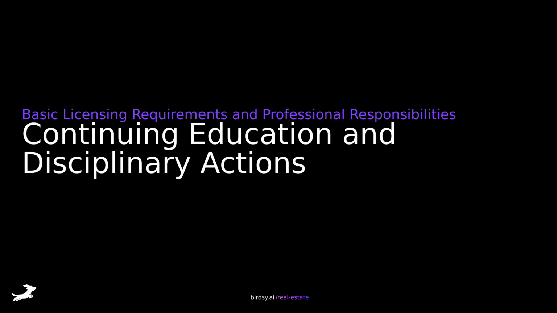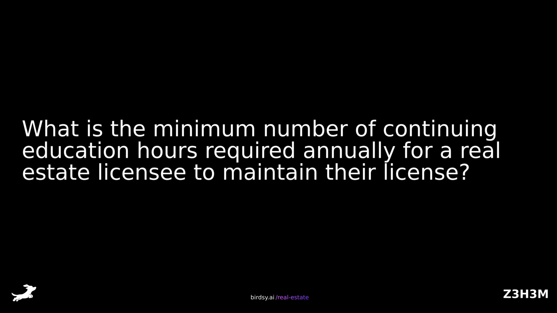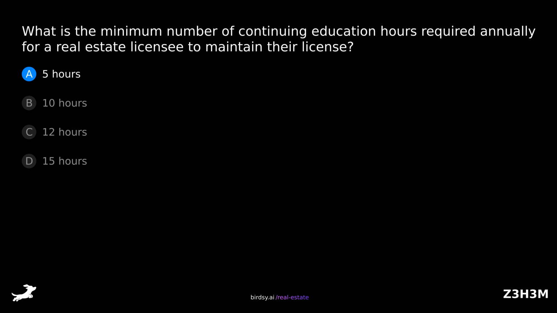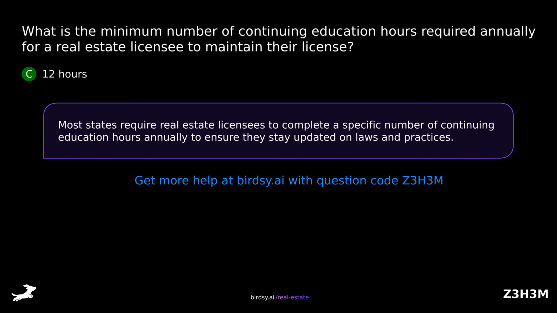Continuing education, and disciplinary actions. What is the minimum number of continuing education hours required annually for a real estate licensee to maintain their license? Is it A, 5 hours, B, 10 hours, C, 12 hours, or D, 15 hours? The answer is C, 12 hours. Most states require real estate licensees to complete a specific number of continuing education hours annually to ensure they stay updated on laws and practices.